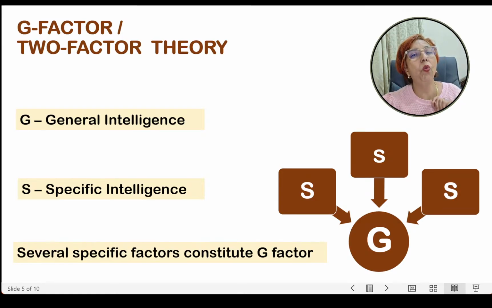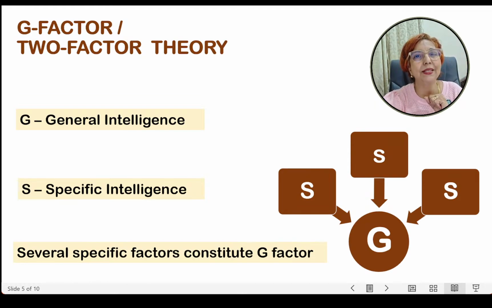Okay. Now, what did Spearman say? Spearman said that our intelligence is not one complete whole concept. Okay. Our intelligence is made of one important part, which he called general intelligence. Okay. And then there are many other tiny parts, which he called specific intelligence. Okay. I repeat again. So according to Spearman, you have one major intelligence, which is general intelligence. Okay. And then there are many tiny intelligences called specific intelligence.